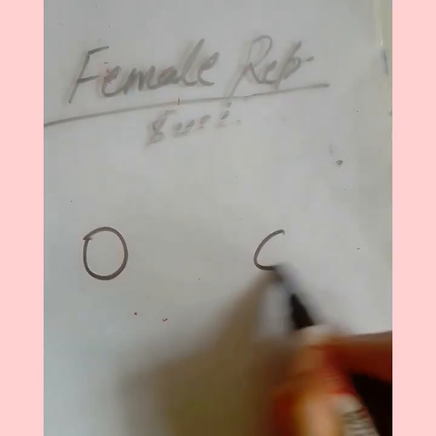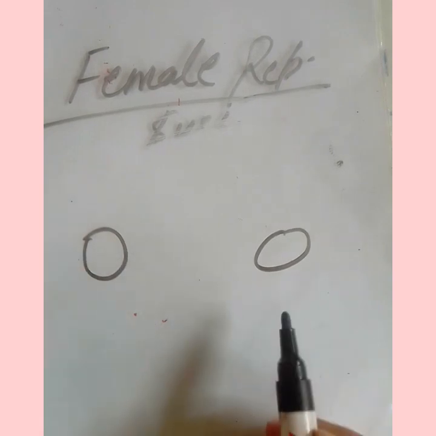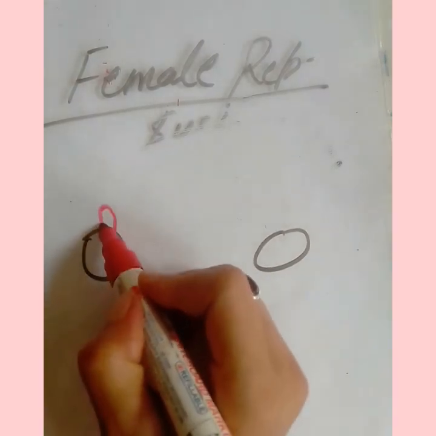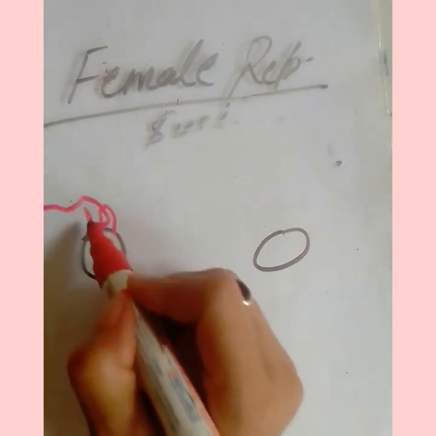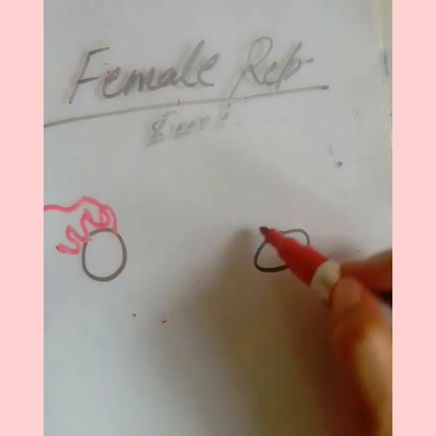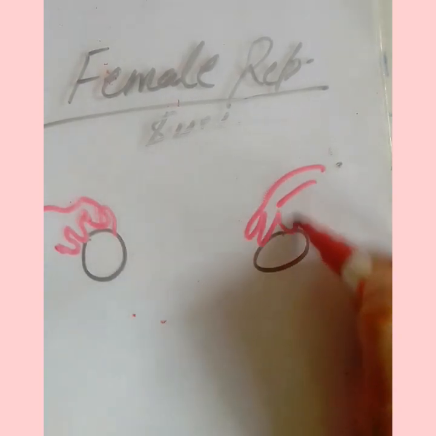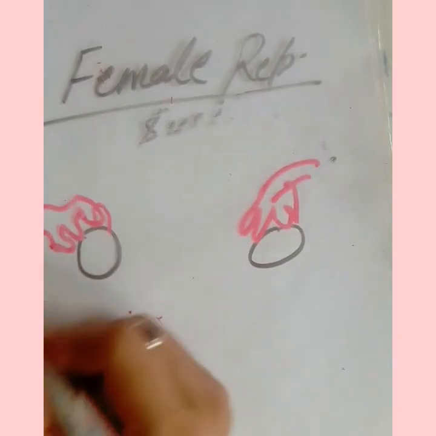So the ovaries will be like this, 2 to 3 centimeter in diameter, and they will be present like this, a pair of ovaries. Then there will be structures like this. These are finger-like structures, and these tubes are the fallopian tubes.